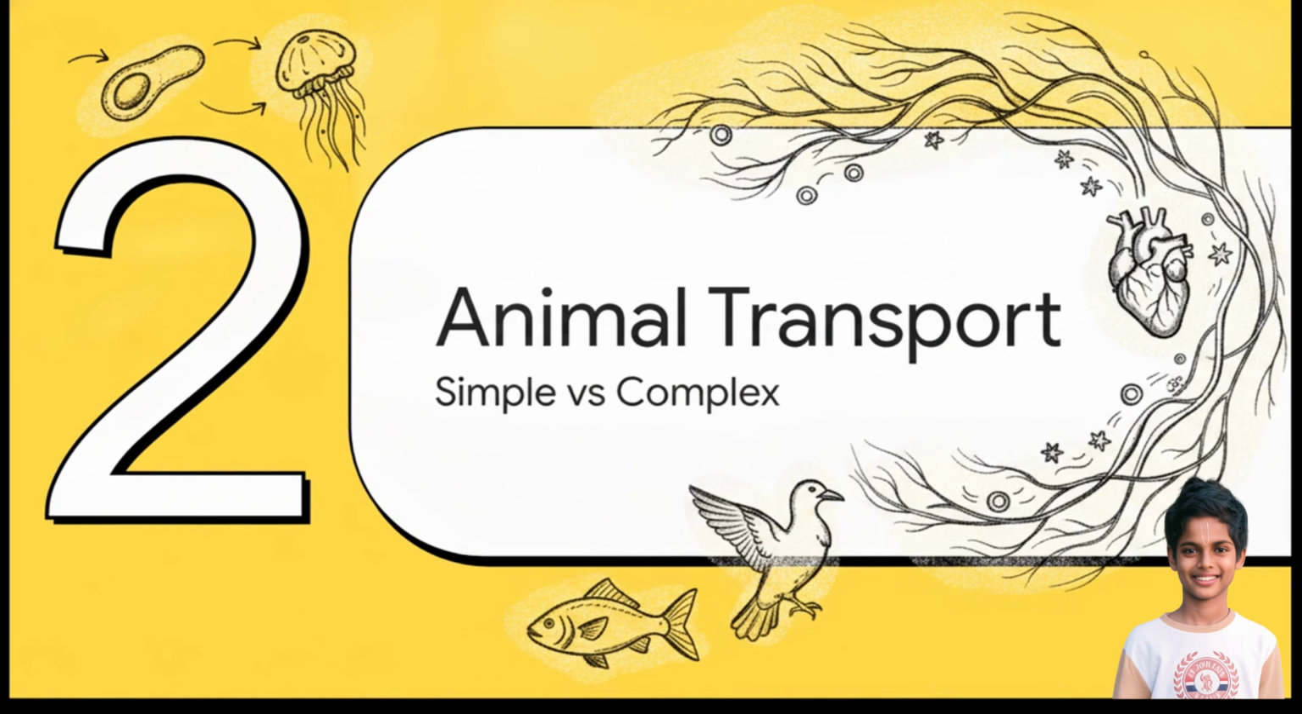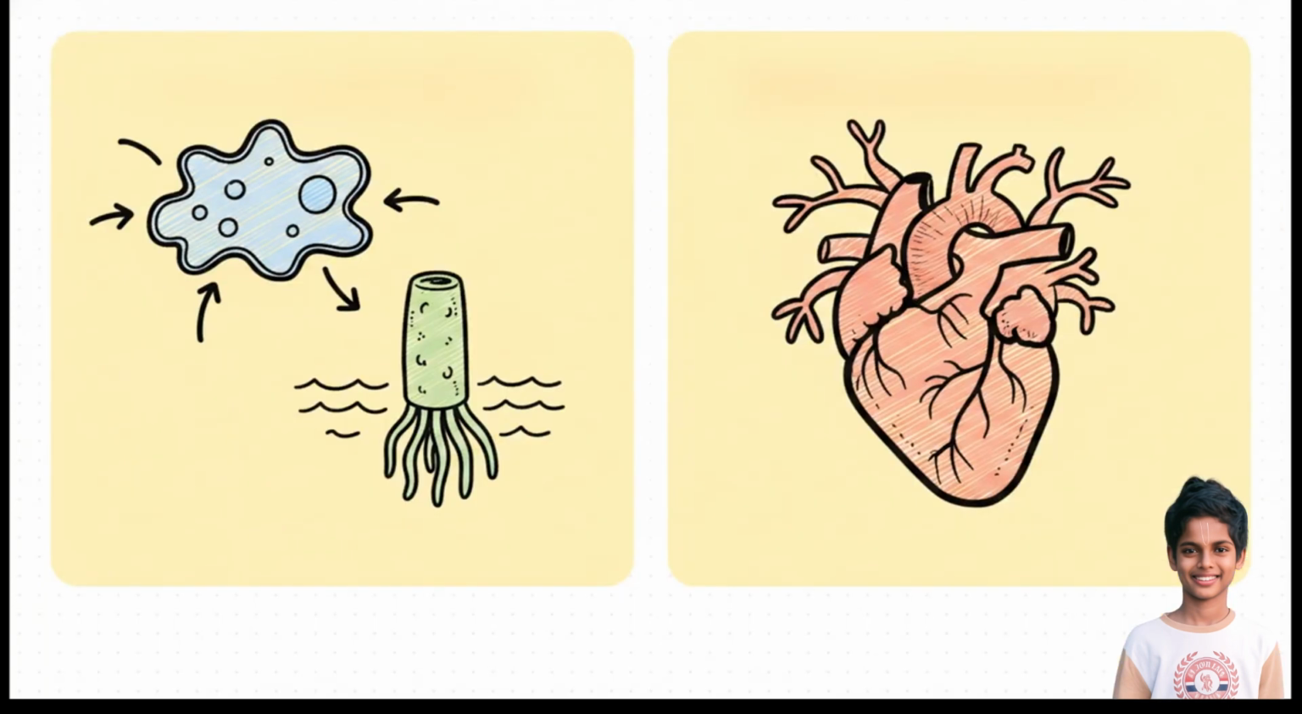Now that we know exactly what needs to be transported, let's move to our second topic and see how this actually happens across different creatures. Heading number 2, Transport in Animal Kingdom. Let's look at this comparison and see how biology builds from simple to complex life forms. In unicellular animals, those are single-celled organisms like amoeba and paramecium, no special transport system is required at all. Every part of the organism gets nutrients and oxygen directly through a simple process called cell diffusion.